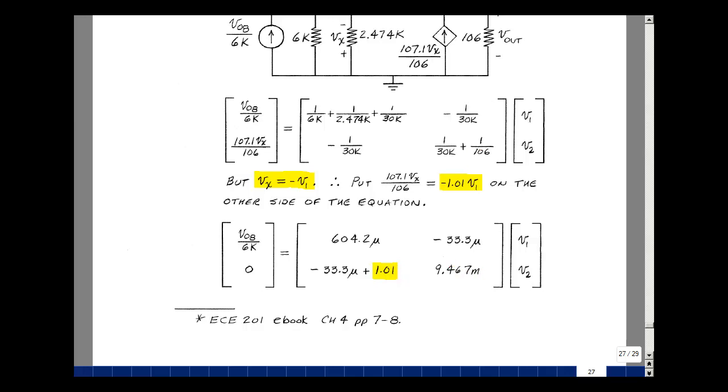Let's now solve for the node voltage V2, which is our V out. We're going to use Cramer's rule to do that.